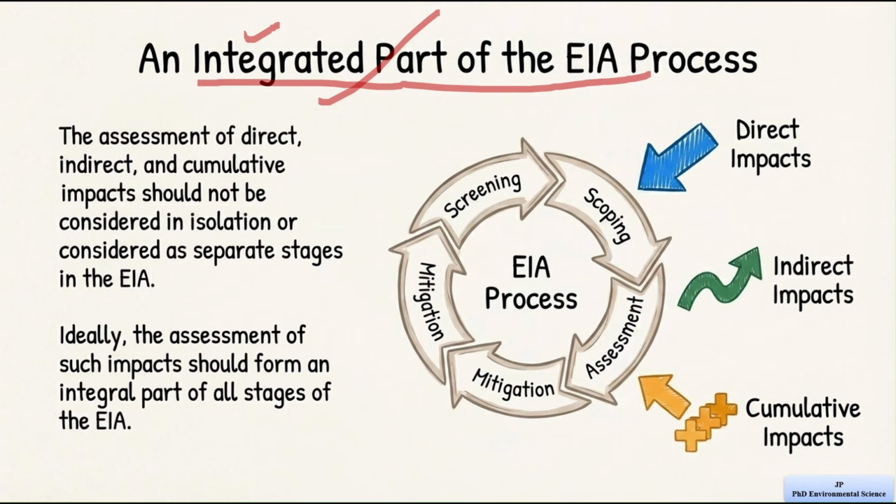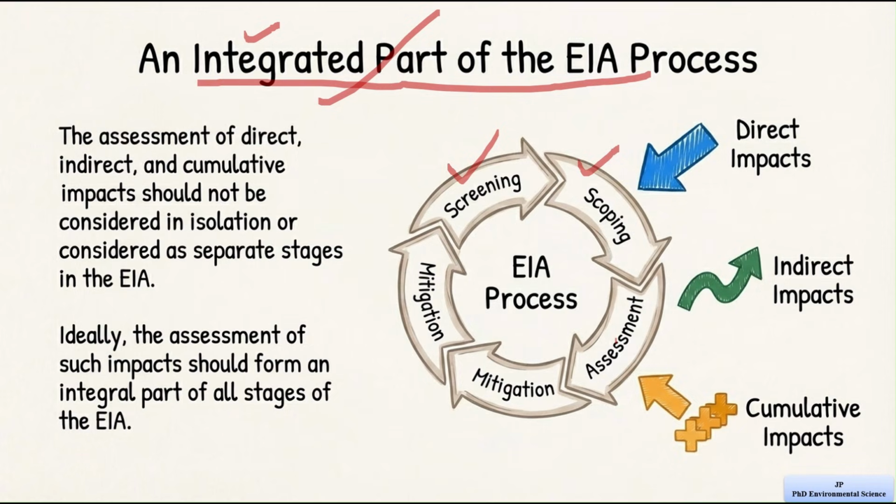Stages of the EIA process. Now this diagram shows the main stages: screening, scoping, assessment, mitigation. What happens at each stage? In screening, we decide whether the project needs EIA. Even here we should think about all the types of impacts. Scoping, we define important issues. We must include direct, indirect, and cumulative impacts.